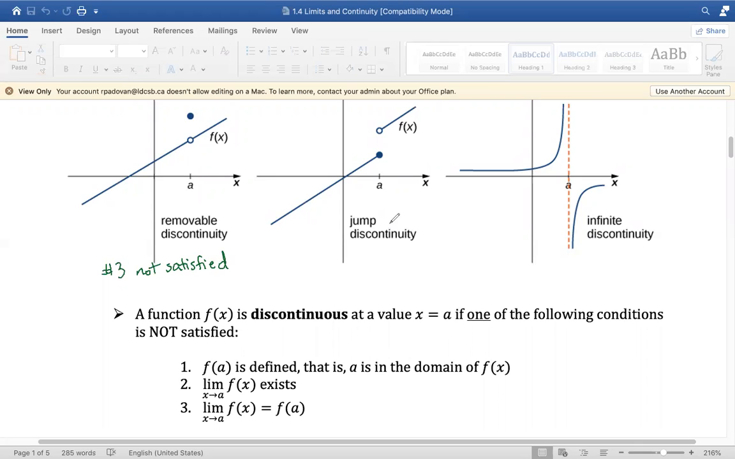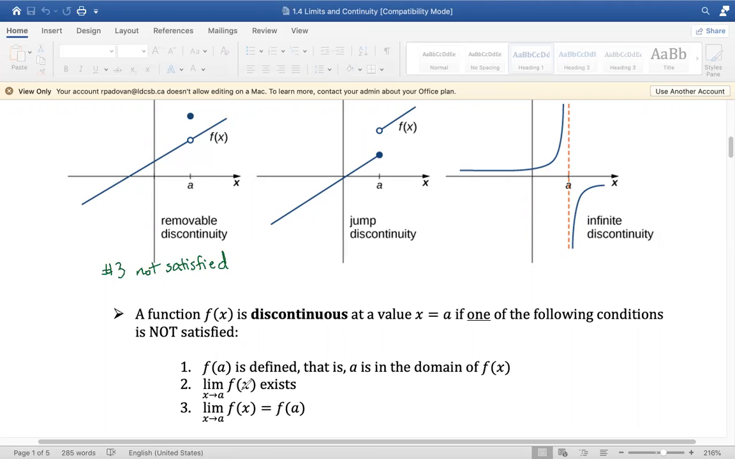What about number 2, the jump that I have here? F of a is defined. I have a value of a that's defined. There's a solid dot here, so I do have a value that would be in the domain. Same with this a. There was a solid dot, so I do have a value that's in the domain.